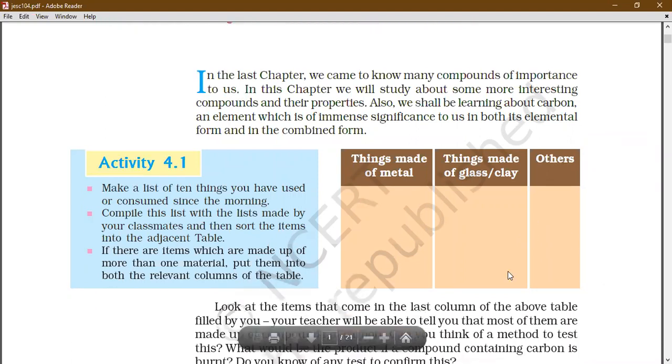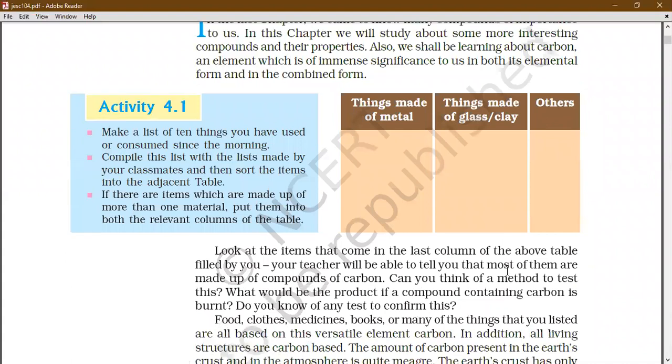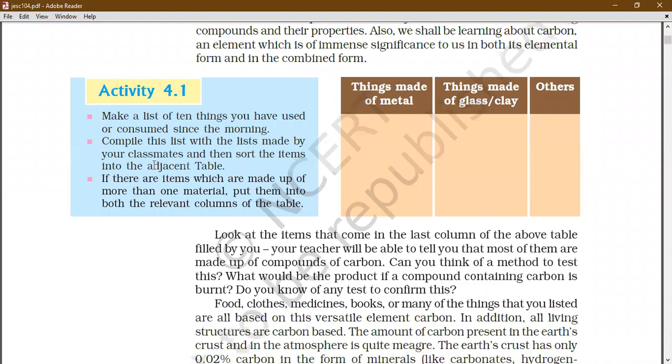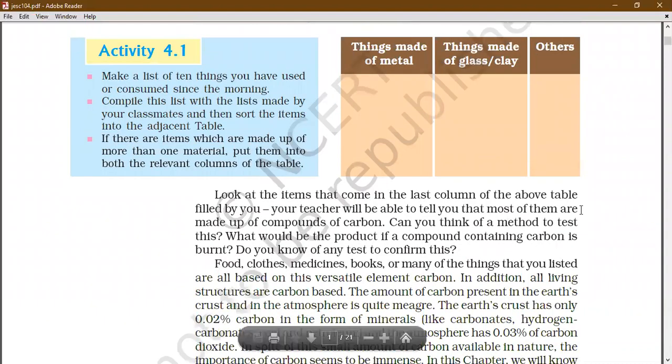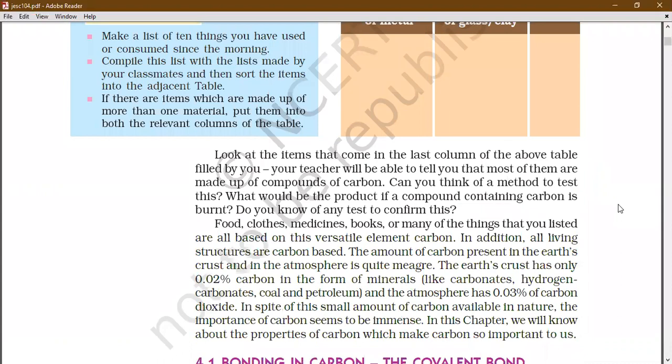Activity 4.1. Make a list of 10 things you have used or consumed since the morning. Compile this list with the lists made by your classmates and then sort the items into the adjacent table. If there are items which are made up of more than one material, put them into both the relevant columns of the table. Look at the items that come in the last column of the above table filled by you. Your teacher will be able to tell you that most of them are made up of compounds of carbon.